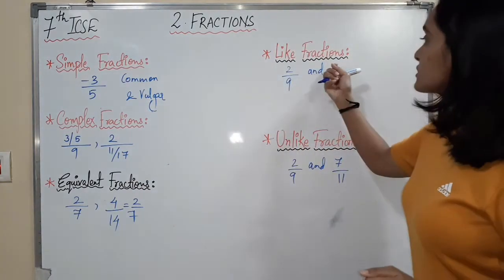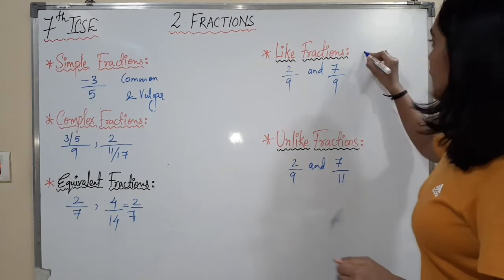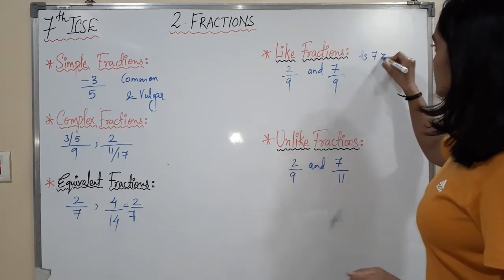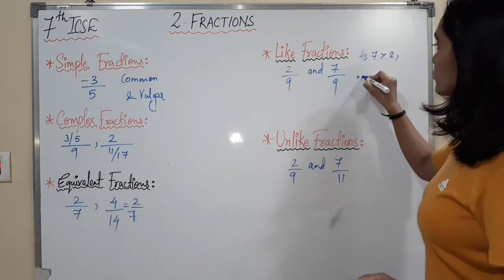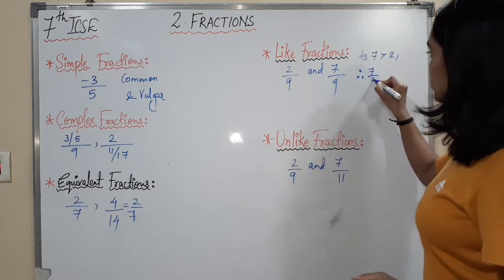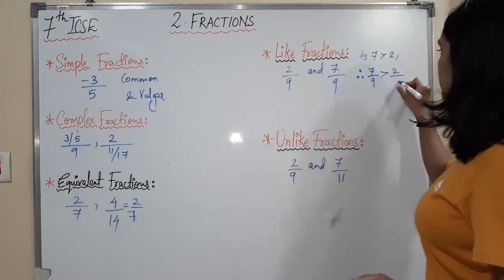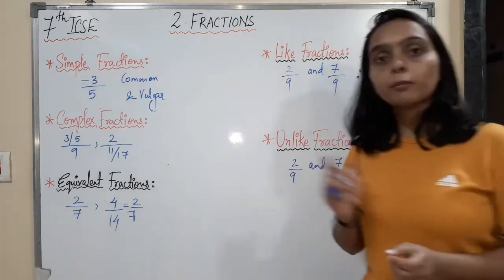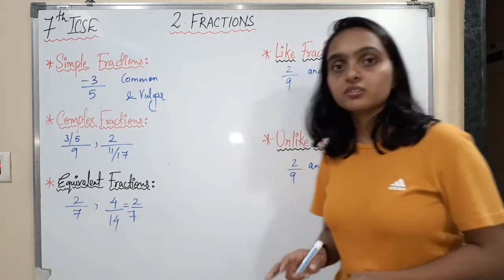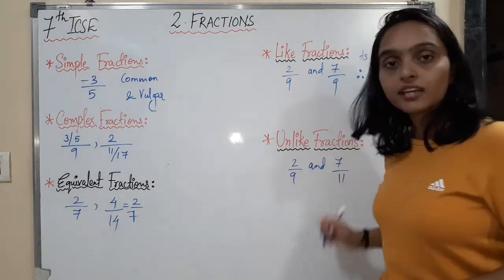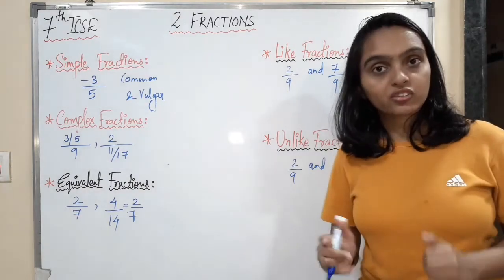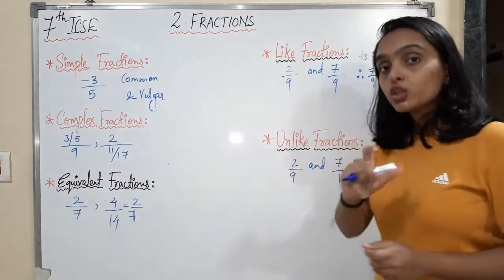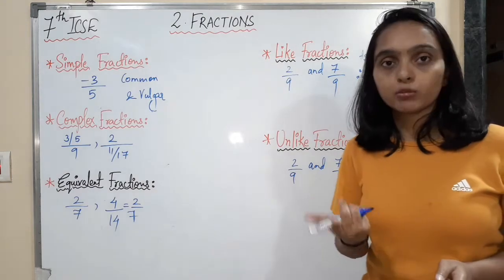So here 7 is greater than 2. Therefore we can say that 7 upon 9 is greater than 2 upon 9. And for comparing unlike fractions, we will first convert the unlike fractions into like fractions and then we will compare their numerators to see which is the greater among them.